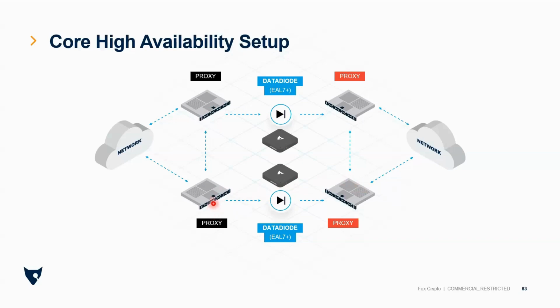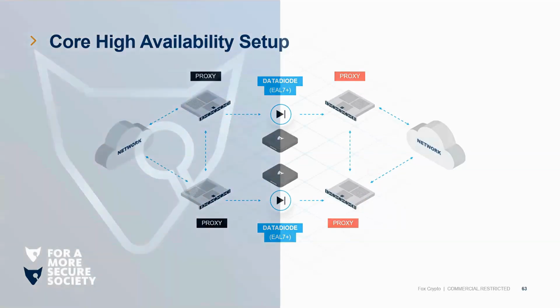Since this one can send its status, this one knows it's active as well and will become active. But if these two work and a DataDiode dies, or one of the proxies here, this one will never know. So if this one is active and then suddenly this one dies, they will not know. But since they both receive the information, everything continues to work. That's with HA.